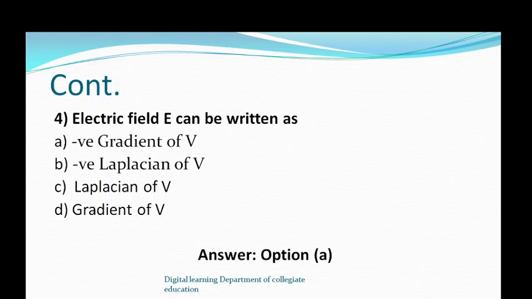Fourth one, electric field can be written as option A, negative gradient of V. Option B, negative Laplacian of V. Option C, Laplacian of V. Option D, gradient of V. For this question, answer A is correct. Vector E equal to negative potential gradient or negative gradient of V.